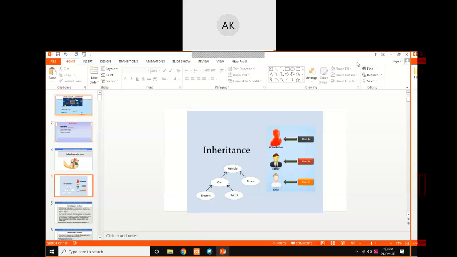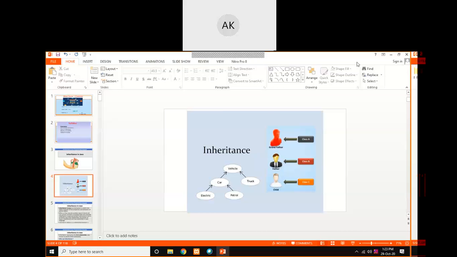So inheritance is going to revolve around two terms. The very first is the parent class or the base class, and the second is the child class or the derived class, right? Every now and then when we talk about inheritance, we are going to use these two terms much more frequently, that is the parent class or base class and the child class or derived class, right?